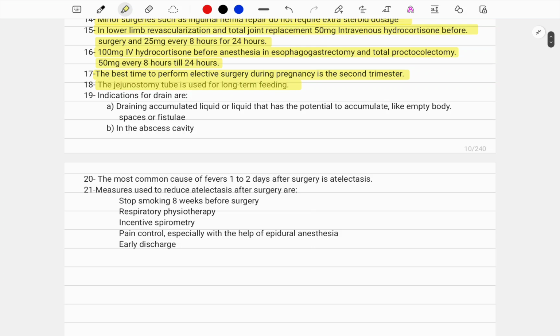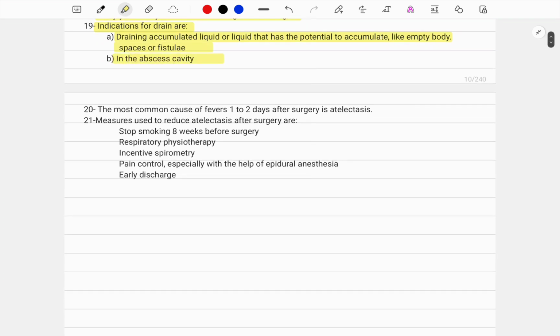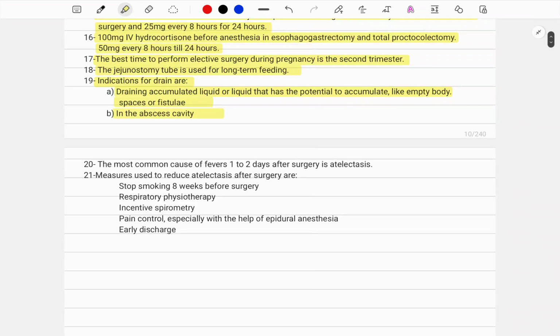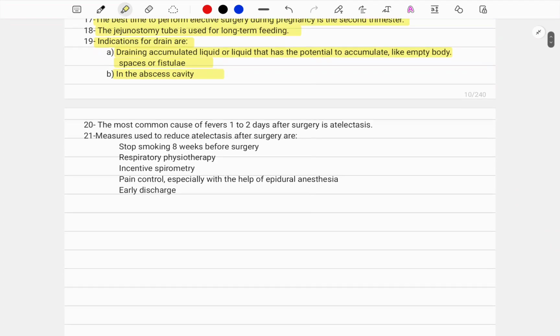The jejunostomy tube is used for long-term feeding. Indications for drains are if there is some fluid accumulating or with the potential to accumulate, like in empty body spaces or fistulae, we use drains in them, or if there is an abscess cavity, we use drains.